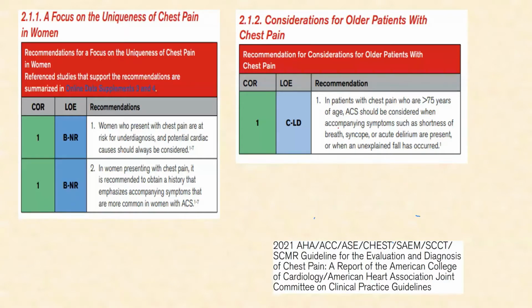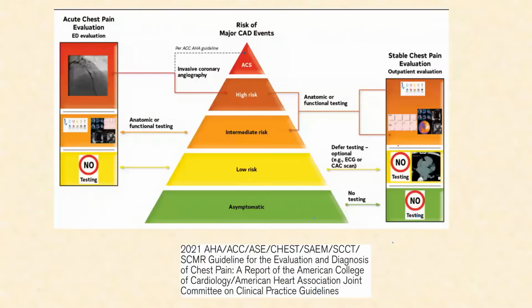Now, in patients with chest pain who are more than 75, acute coronary syndrome should be considered when accompanying symptoms such as shortness of breath, syncope, acute delirium are present, or when an unexplained fall has occurred. So unexplained fall, delirium, acute confusional state, syncope, shortness of breath are all considered part of the presentation of acute coronary syndrome in the elderly. And you have to consider that.